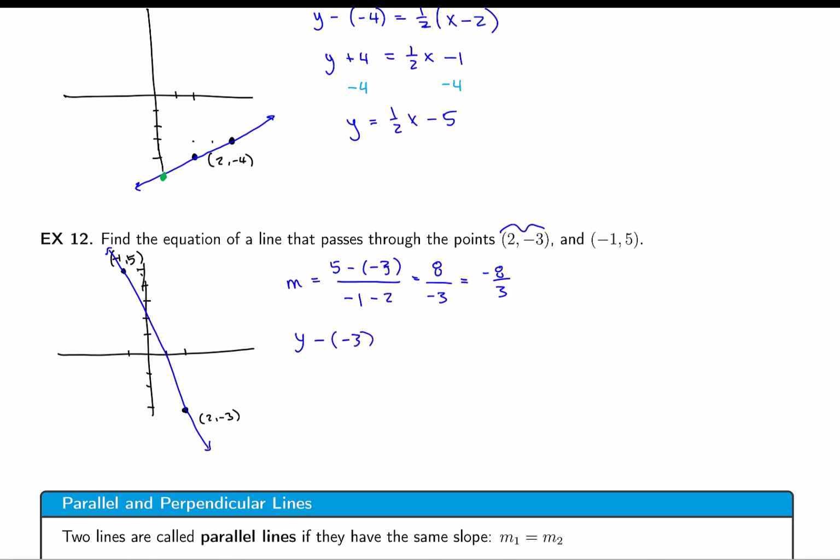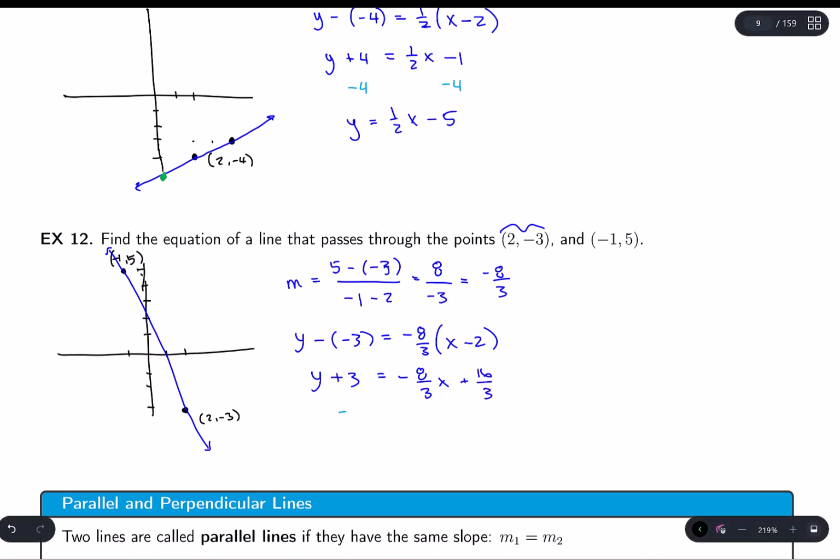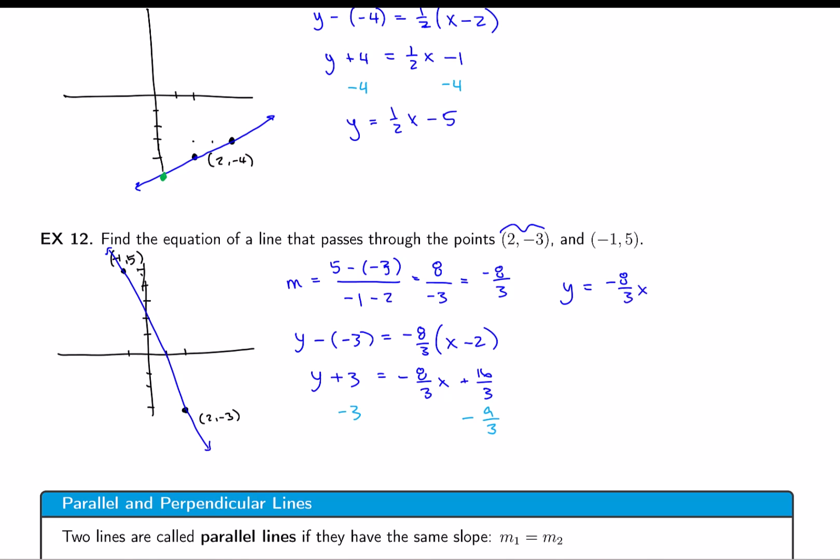y minus -3 equals my slope of -8/3 times x minus 2. So this would be y plus 3 equals -8/3 x plus 16/3. Then I'm going to need to subtract 3 here. But when I subtract 3, I've got to add it to something that's in thirds. So I'll go ahead and convert that and make it 9/3. So that gives me y equals -8/3 x. 16 minus 9 would give me 7, so that would be plus 7/3.